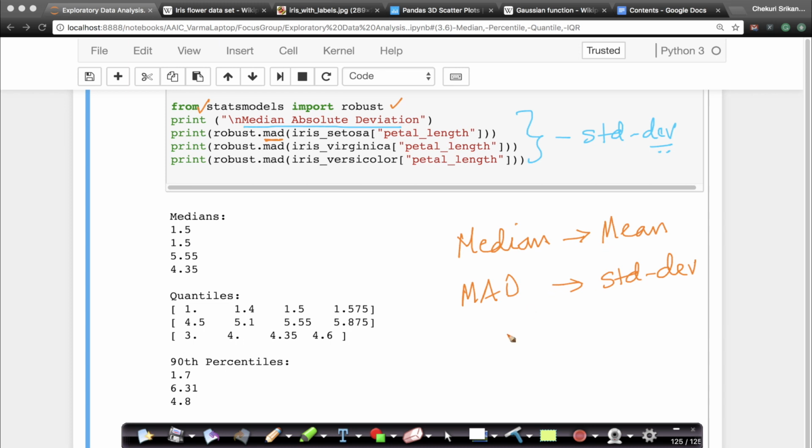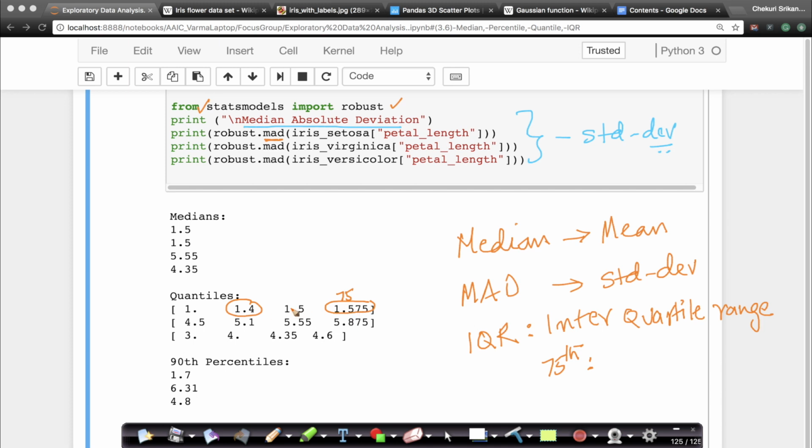There is one more related idea called IQR. IQR stands for interquartile range. We'll see why IQR is useful a little later when we start plotting some of this. IQR is nothing but, take the 75th percentile value. Let's assume the 75th percentile value for some of this data. This is your 0, 25, 50, 75. This is your 75th percentile value for setosa petal lengths. This is your 25th percentile value.